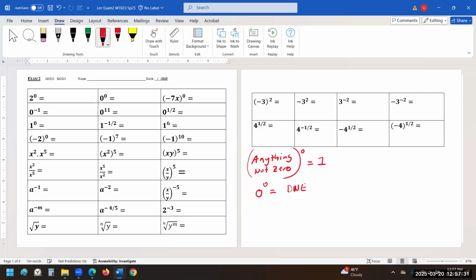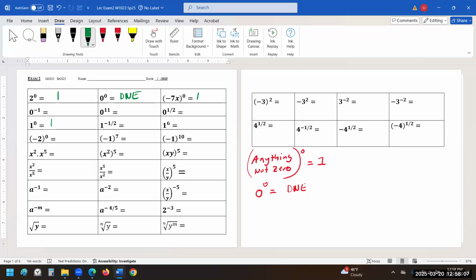So 0 power has only 2 choices. As long as the base is not 0, the answer is 1. If the base is 0, the answer doesn't exist. So what is 2 to the 0? What is 0 to the 0? Doesn't exist. What is negative 7x to the 0? 1. What is 1 to the 0? 1. So as long as your base is not 0, the answer is always 1.